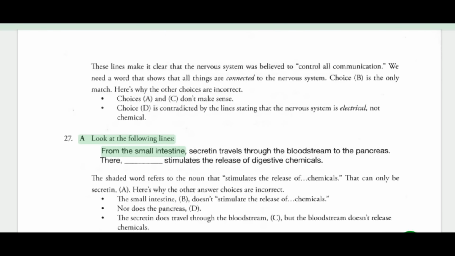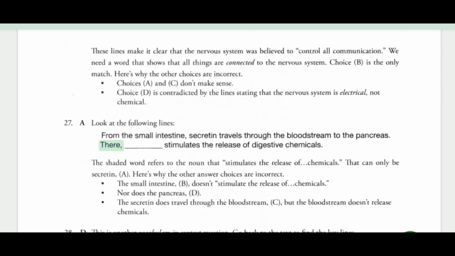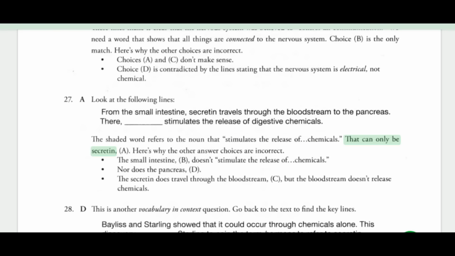27. A. Look at the following lines. From the small intestine, secretin travels through the bloodstream to the pancreas. There, underscore stimulates the release of digestive chemicals. The shaded word refers to the noun that stimulates the release of chemicals. That can only be secretin, A.